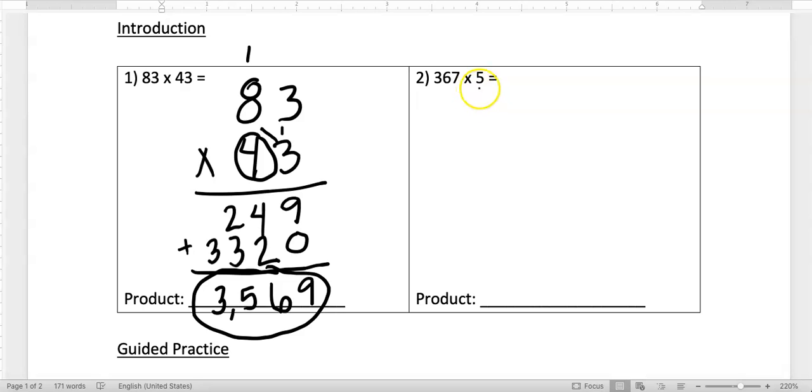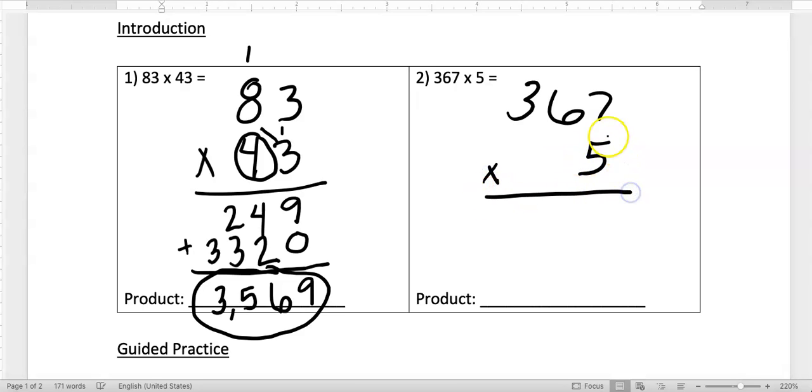Let's come on over to number 2. I have 367. That's a little sloppy. Times 5. Hope you're writing better than I am on this problem. This is an easier problem because we only have one step, right? We only have this single digit here, so I'm going to go ahead and start in the ones place. 5 times 7 is going to give me 35. My 5 ones go at the bottom.